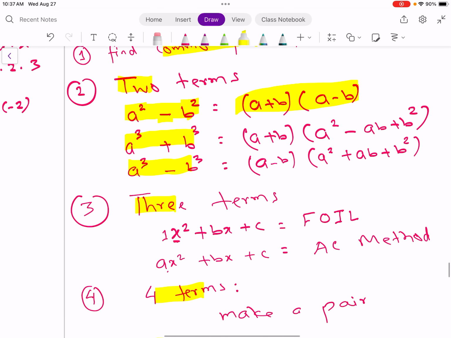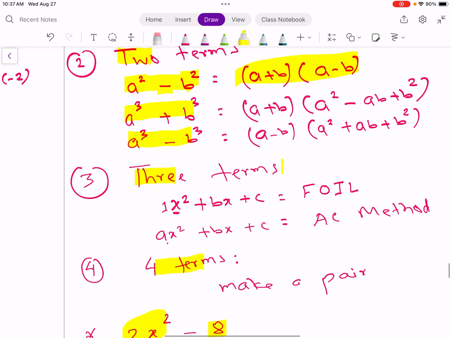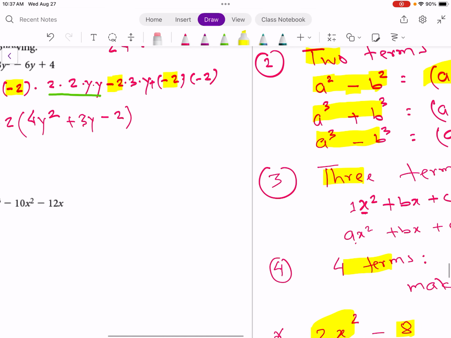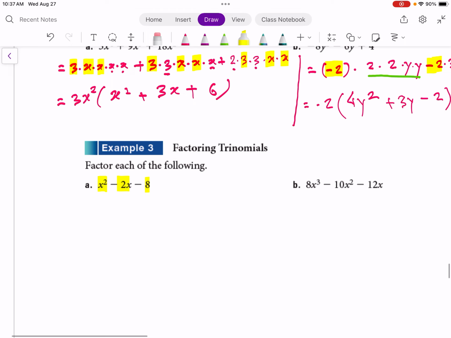So we have 3 terms, and in 3 terms, are we using FOIL or the AC method? Now let's see. Is the coefficient of the square term equal to 1? What is the coefficient of the square term? This is our square term. The term with x power 2 is the square term, and what is its coefficient? What is the coefficient of x square? If it's nothing, it's always 1, right? Coefficient is a number in front of a variable.